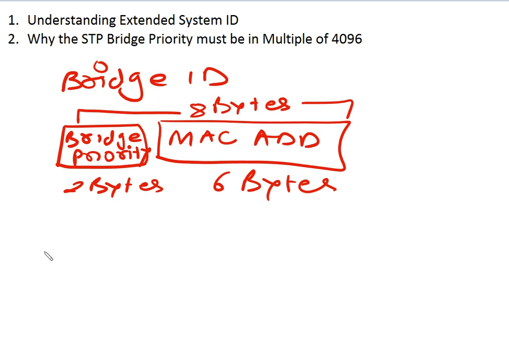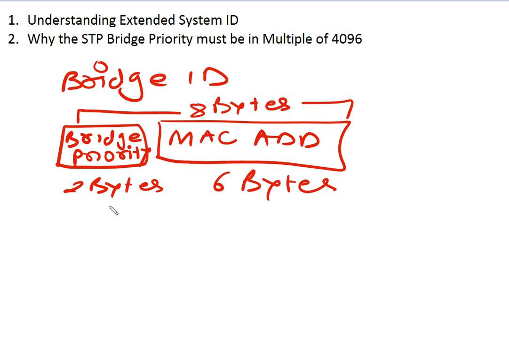The bridge priority is configurable, right? You would know that if you have a switch already acting as the root switch, and you want to make another switch the root switch, then you can change the bridge priority and that switch will become the root switch. If you would like to know more about root switches, you can see my other video. But the MAC address is something that you cannot change.